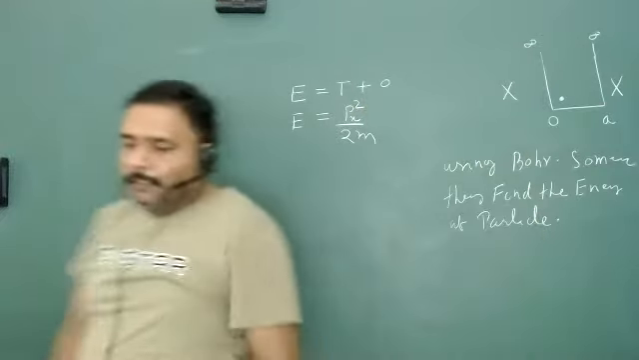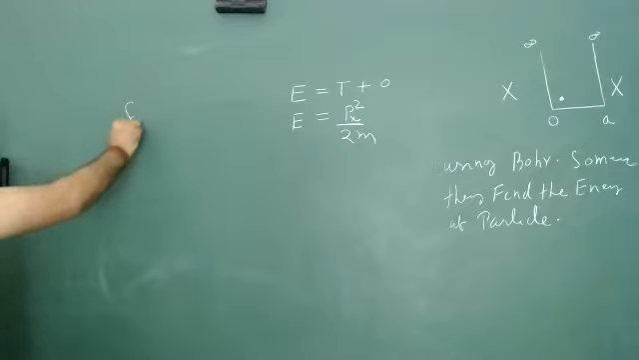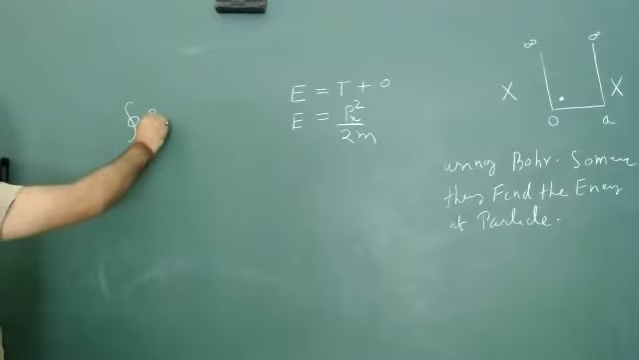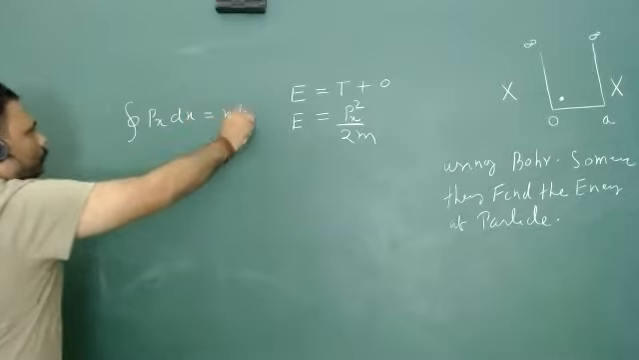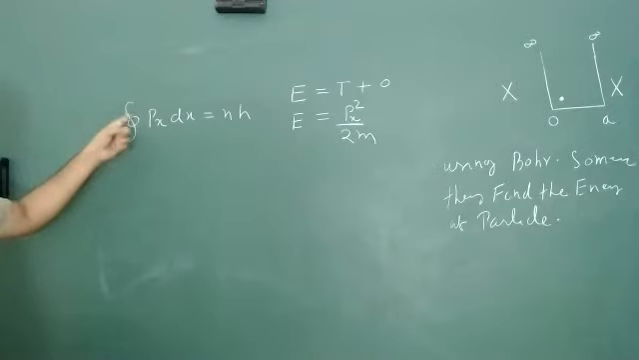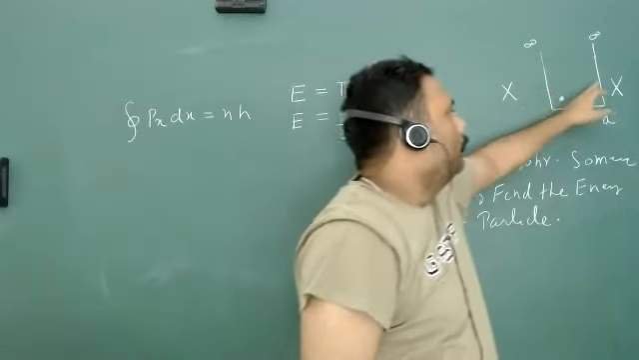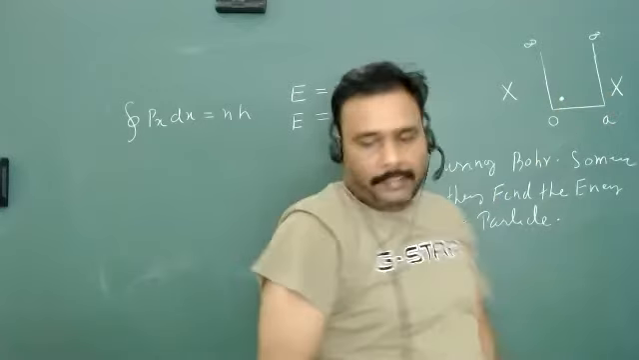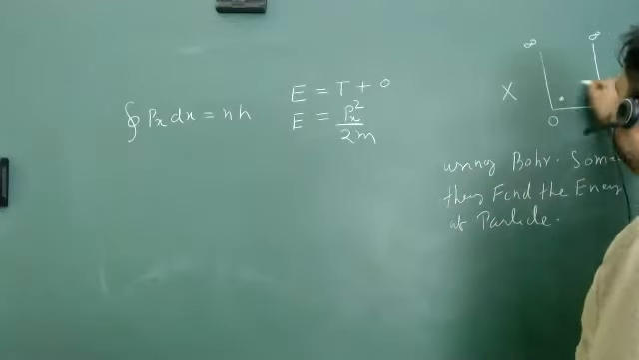What has Bohr-Sommerfeld theory said? It says that the integral of px dx is equal to nh, and this is for a closed curve. What is the meaning of that? Suppose the particle starts from here, goes there, and again comes back. Isn't it? The particle starts from here, goes there and comes back.